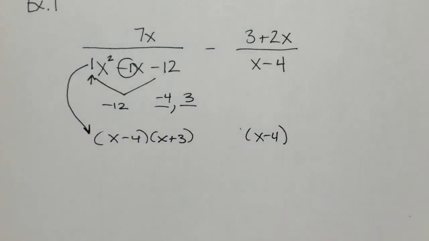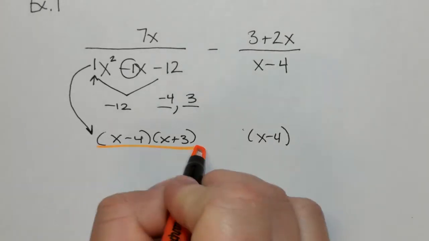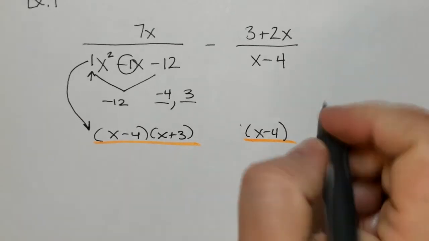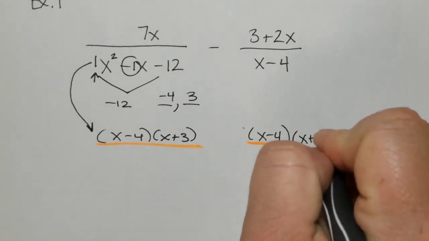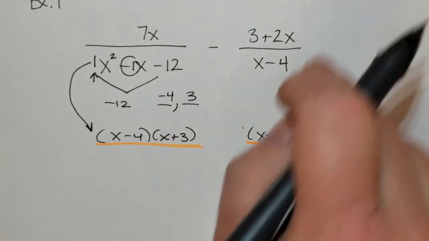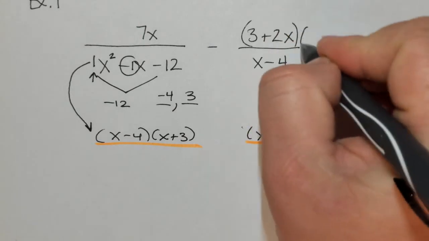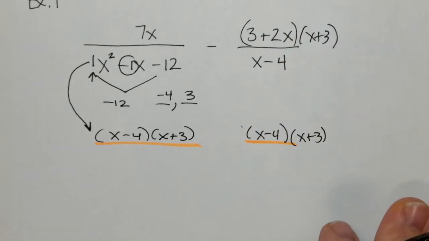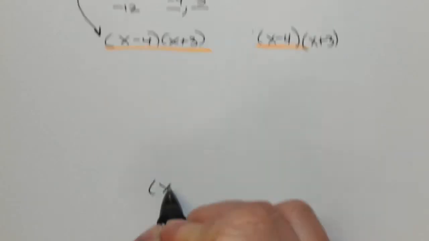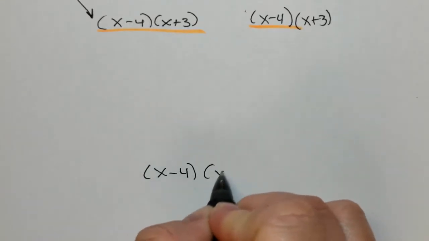So when I look at both sides, I'm looking to make sure first that I have a common denominator. This is the denominator of the left and denominator of the right. Now on the right hand side, I can see it's missing an x plus 3 if it's going to have a common denominator. So x plus 3, and to keep this fraction of the same value, whatever you do to the bottom, you must do to the top. x plus 3. Okay, so both of them have an x minus 4 and an x plus 3.